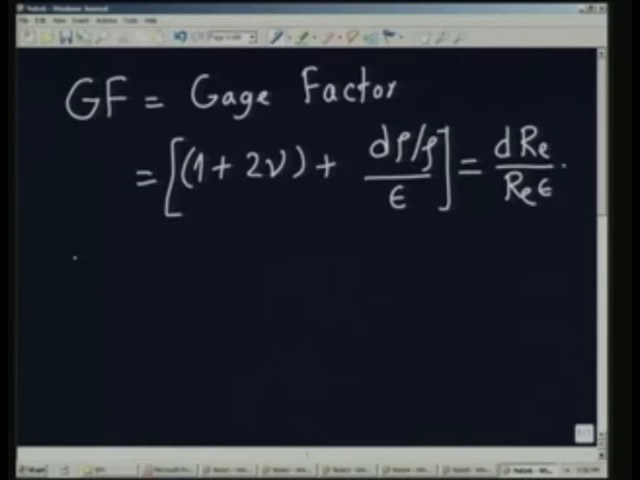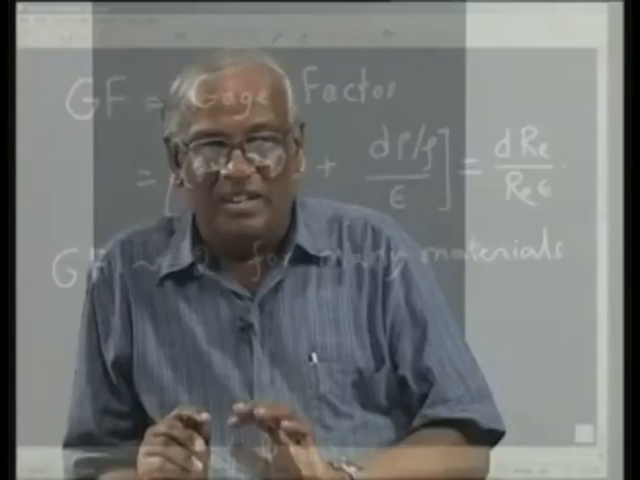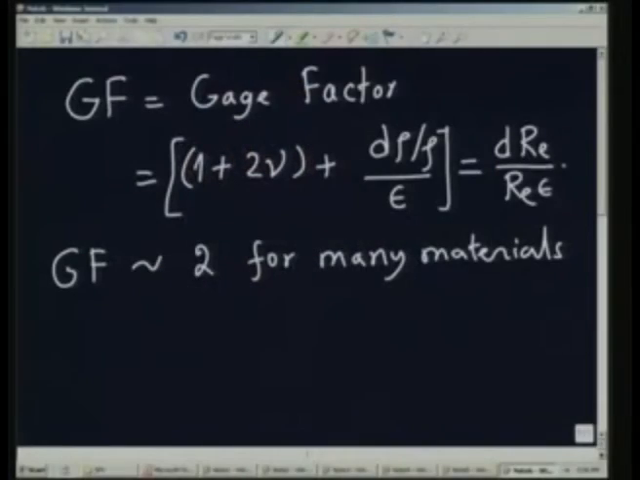So, the gauge factor is roughly equal to 2 for many materials. We will see what materials are actually used as strain gauge elements. That is very important. In other words, we use materials which have a gauge factor roughly equal to 2 in most of the applications.